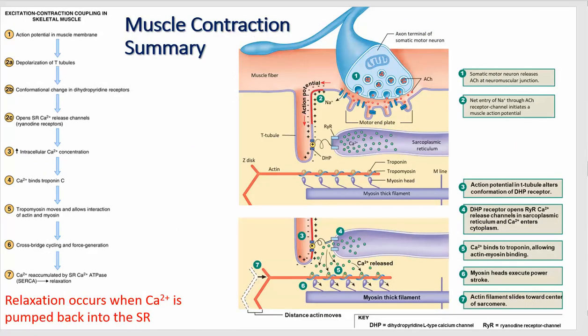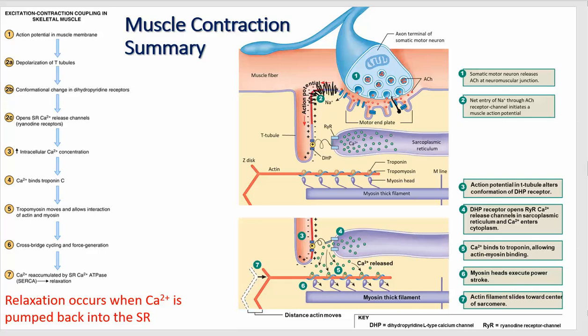Okay, so if we put it all together, I like this slide because it has everything. Well, okay, it doesn't have cross-bridge cycling, but if we put it all together, we have our motor neuron releases acetylcholine, okay, onto nicotinic acetylcholine receptors on the motor end plate, which causes sodium to rush in and depolarizes the cell, okay, and causes that action potential.